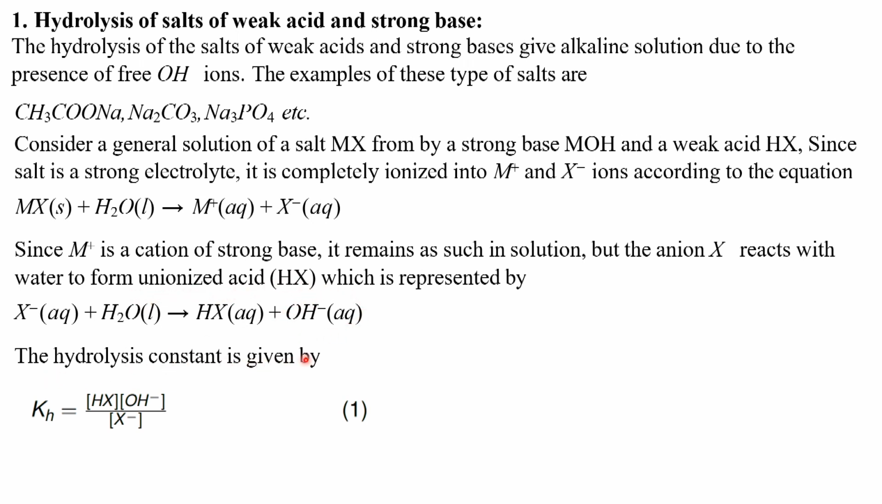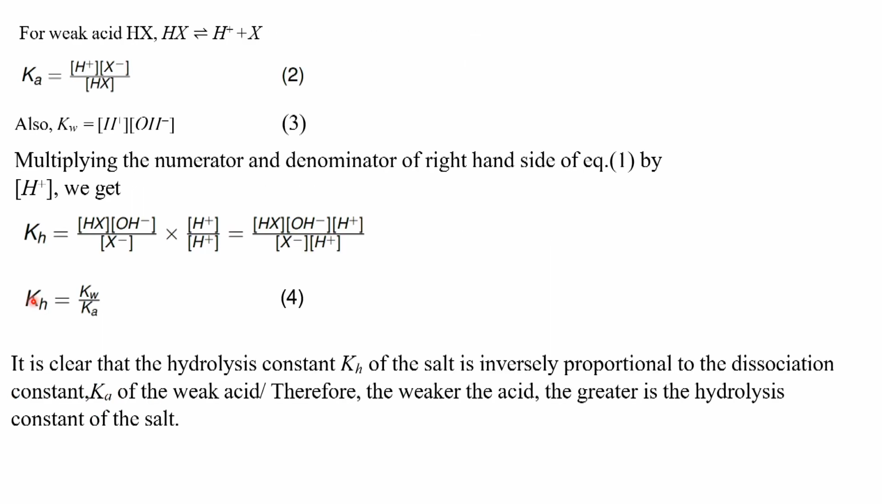The hydrolysis constant is given by, if you consider this reaction, concentration of HX times concentration of OH minus divided by concentration of X minus. For weak acid HX, HX will dissociate into H plus and X minus to some extent. So we get the value of Ka. Ka of weak acid HX is concentration of H plus times concentration of X minus by concentration of HX. Also Kw, we already discussed, is concentration of H plus times concentration of OH minus.